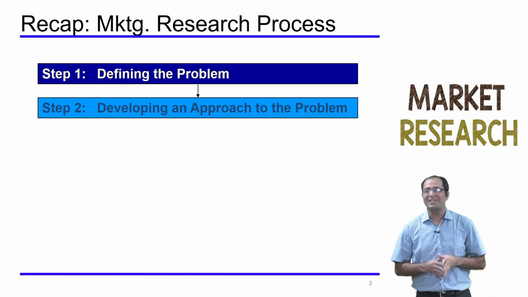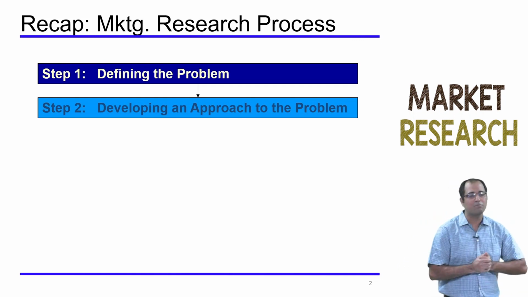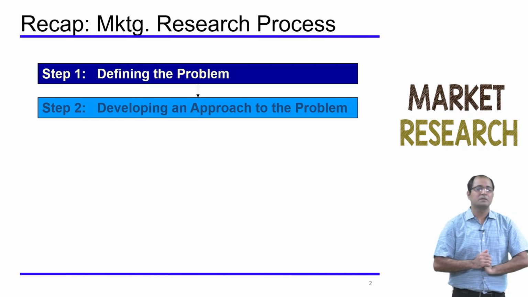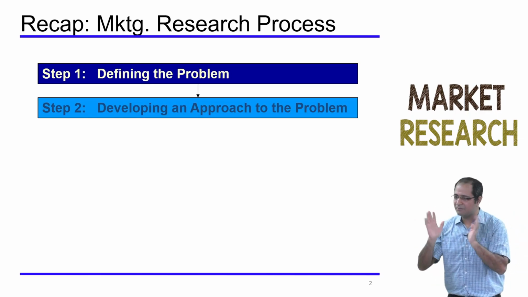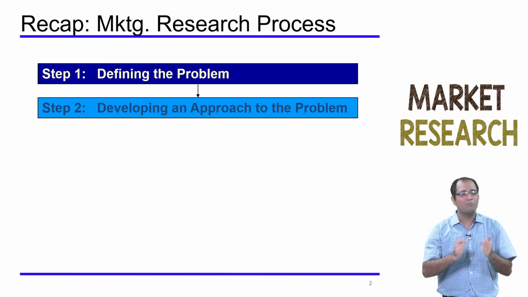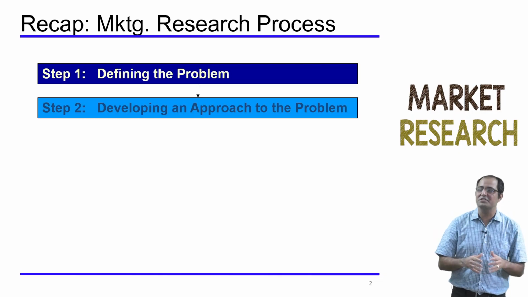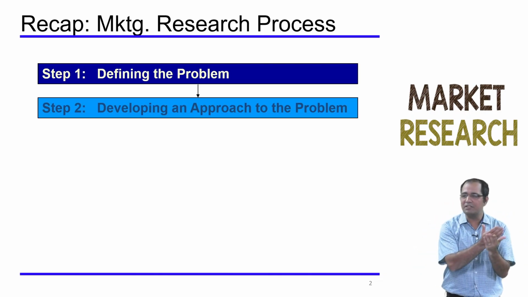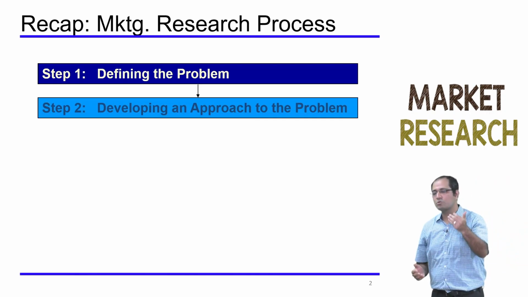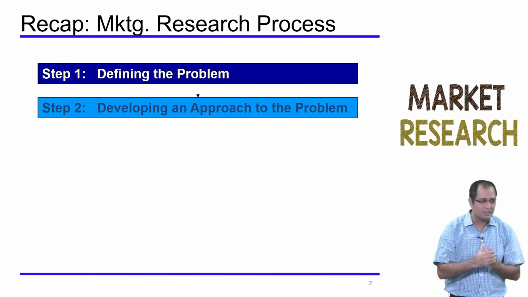So now we are going to look at the second step, which is developing an approach to the problem. Problem definition itself is very, very tough, which will come by practice. We will have many of the sessions that will talk about all the four research activities that we have to use to come to the marketing research problem from the management decision problem. We will do that.